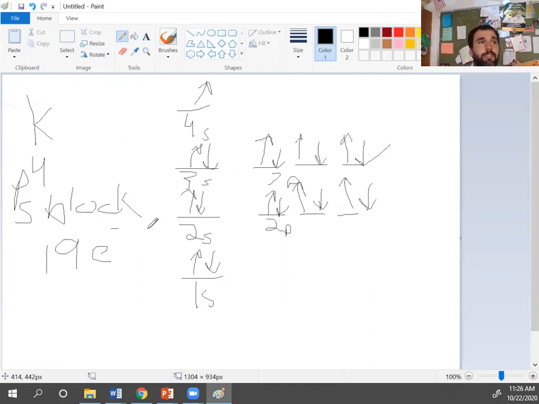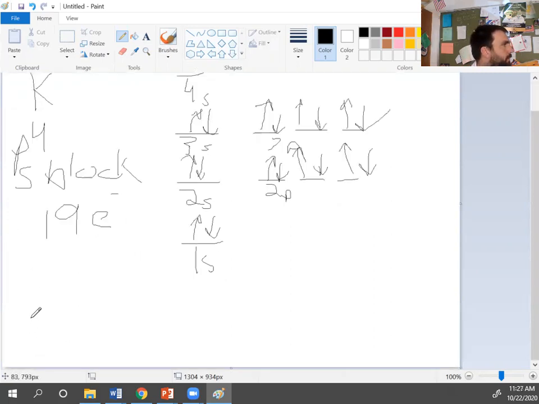Now I want to write the electron configuration. Electron configuration is a lot easier, especially if you've already drawn the orbital notation. So what's my electron configuration going to be? 1s2, 2s2, 2p what? How many electrons are in the 2p? 6. So 2p6. What's next?